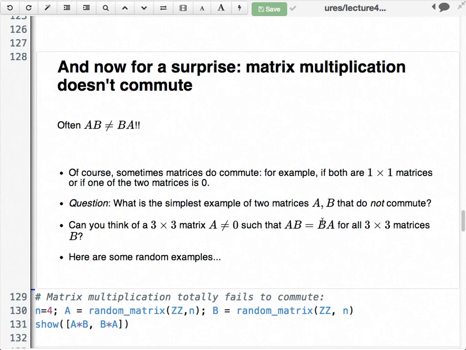Nonetheless, if I take any n by n matrix A, can you think of an n by n matrix B that will definitely commute with A? That is, for which A times B will equal B times A.